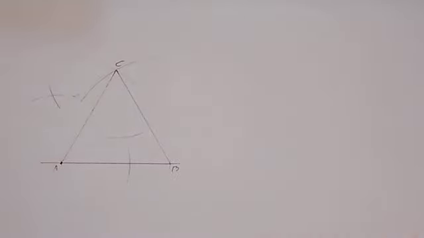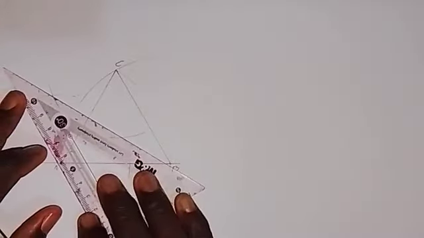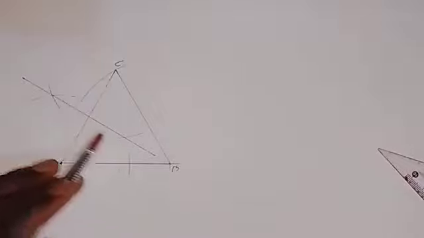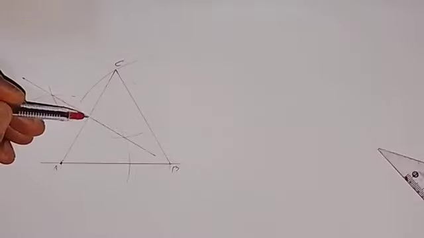With the same radius, put the pin at point C here and then draw this arc and then draw this arc like this, okay? So the next thing that we are going to do, we connect the point of intersection of the arcs together for us to obtain the bisector of line AC. So we draw a line passing through the point of intersection of the arcs. So this is the bisector of line AC, okay? So it means that this is the middle point of line AC.